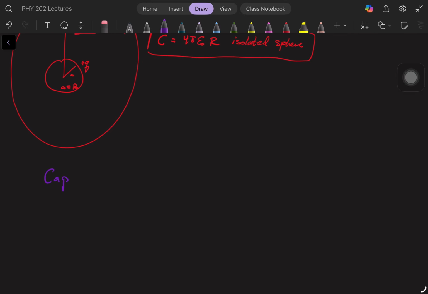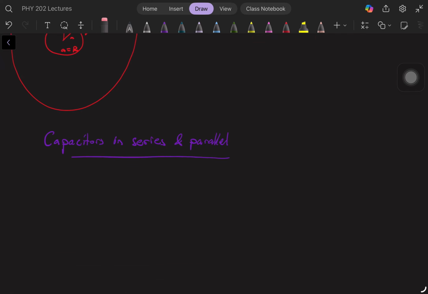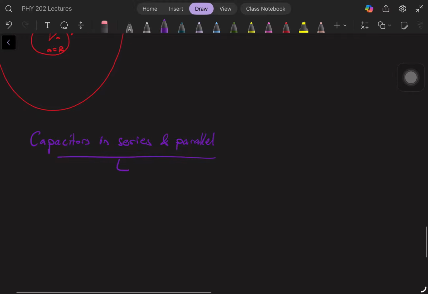To capacitors in series and parallel. And so the goal for this is always going to be to try to replace the system of capacitors with one equivalent capacitor.